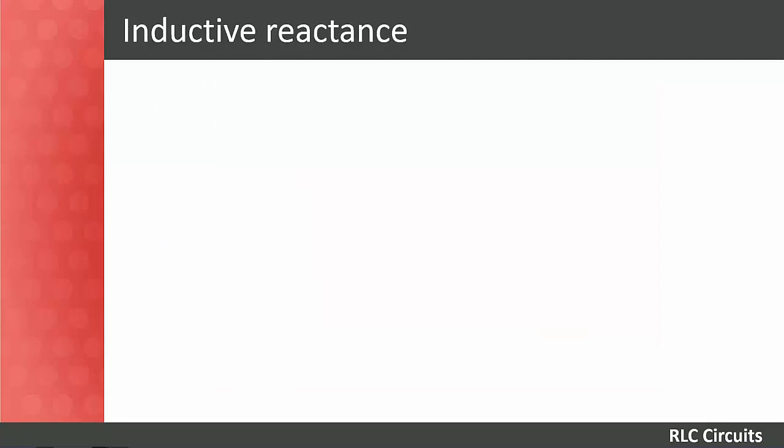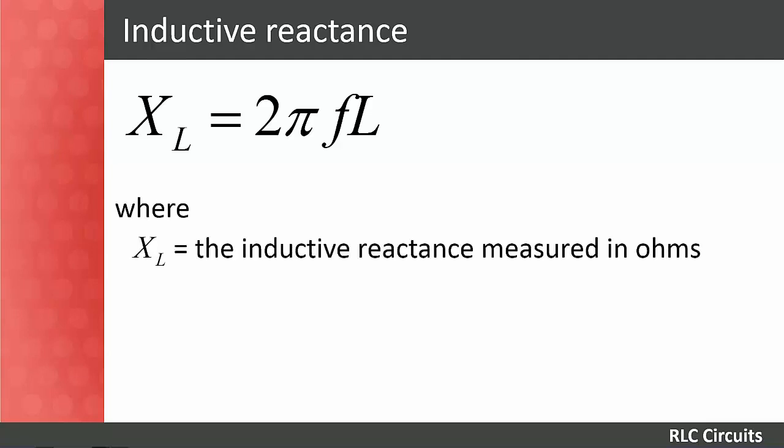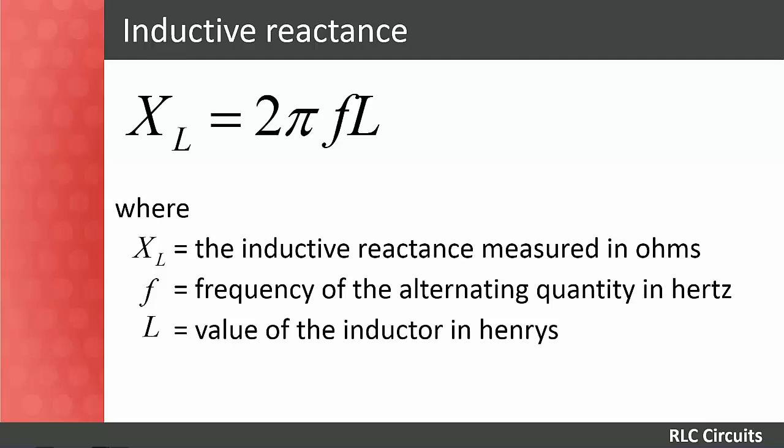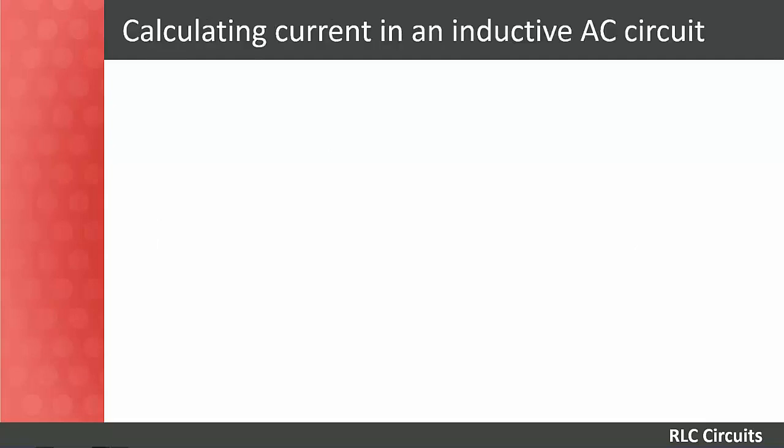This opposition to current flow is called inductive reactance, XL, and is represented by the formula XL is equal to 2 pi FL, where XL equals the inductive reactance measured in ohms, F equals the frequency of the alternating quantity in hertz, and L equals the value of the inductor in henries. We can calculate the current by using the formula IL equals VL over XL.